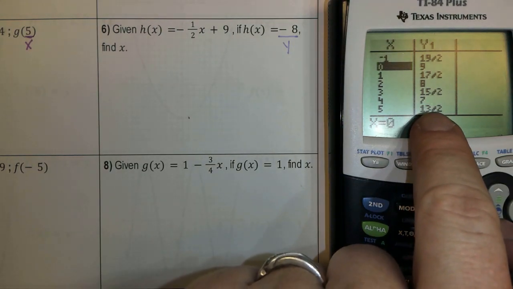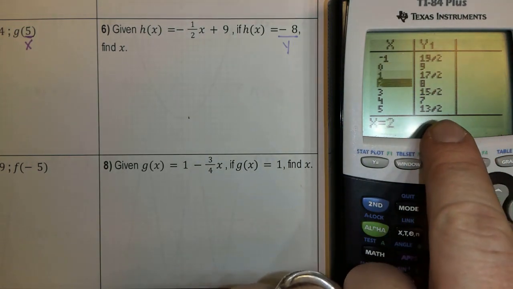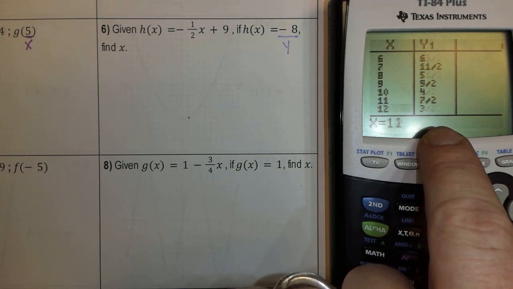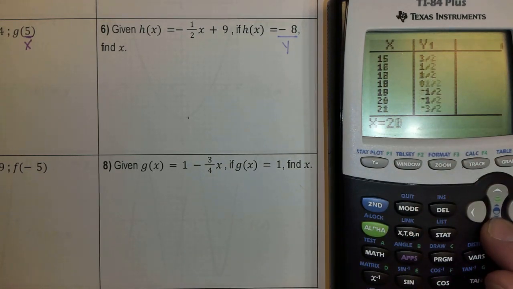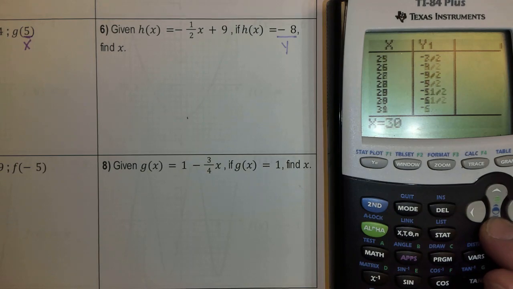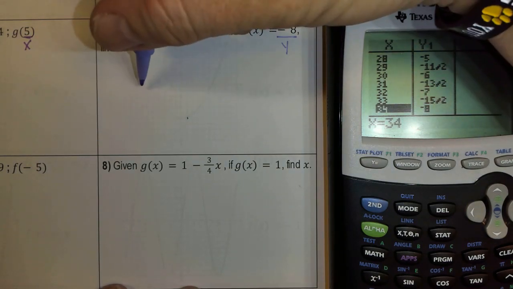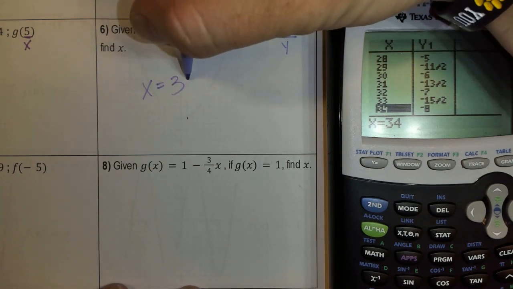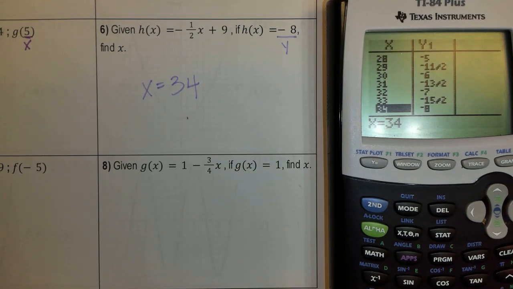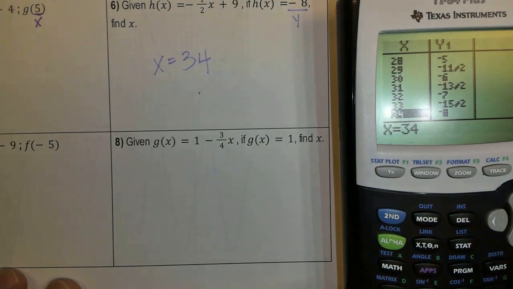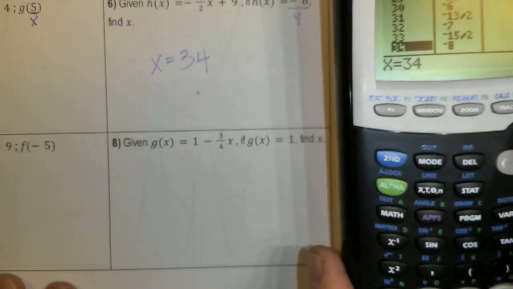And see how these numbers are going 7, 8. I'm going up in numbers, so I need to go down to go negative so that I can find -8. See, I have -8 on the y, so x is 34. And I'm good with that. Hopefully y'all can see that.